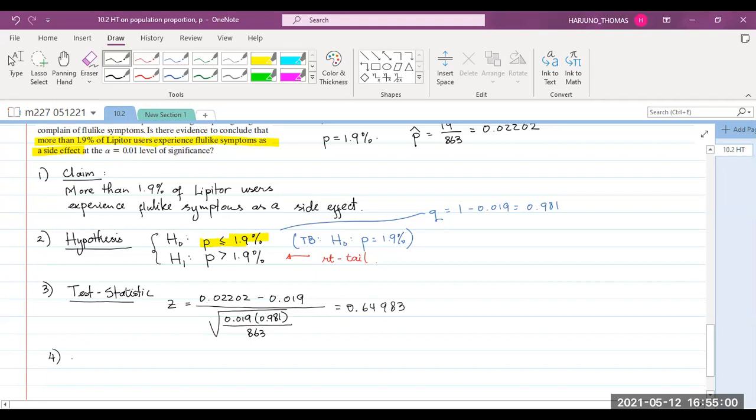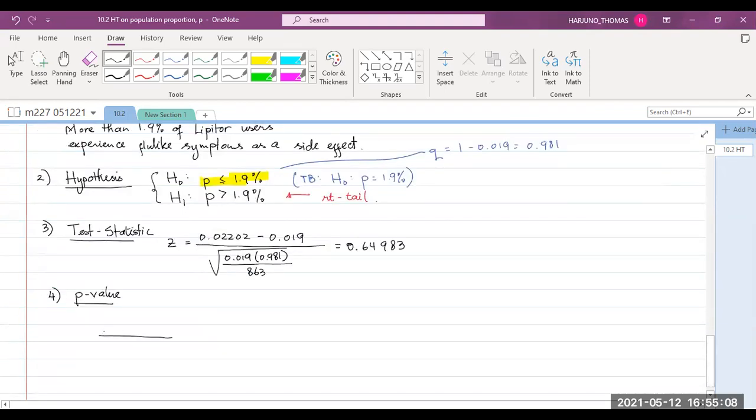Therefore, what is my p-value? We have the standard normal distribution. The test statistic is 0.64983. The p-value is this area here, right? So the p-value is normalcdf from 0.64983 to E99, 0.01. I get 0.25790.